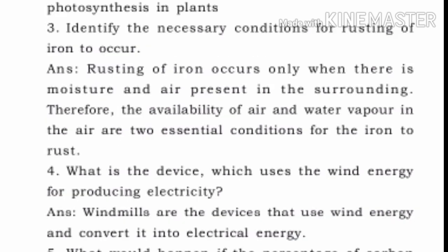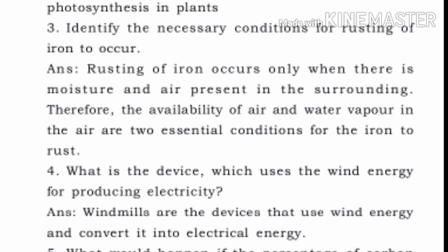Third question, identify the necessary condition for rusting of iron to occur. What is the answer? Rusting of iron occurs only when there is moisture and air present in the surrounding. Therefore, the availability of air and water vapor in the air are two essential conditions for the iron to rust.